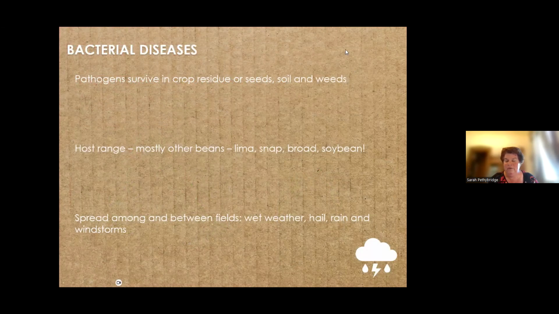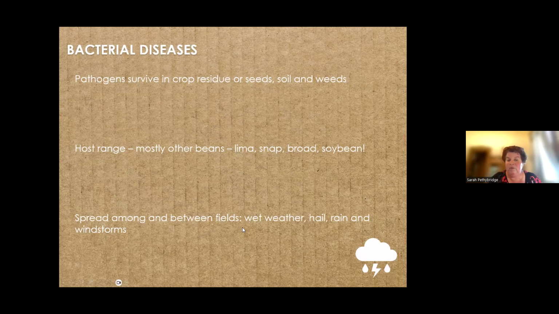Now, for all of these bacterial diseases, the pathogens generally survive in crop residues, so residues of previous crops which may also be hosts. They can also be seed transmitted, they can be soil-borne, and they can survive on weeds as well as alternative hosts. But in terms of crop rotation, the key information is that the host range mostly consists of all beans. They don't discriminate against beans. So it's lima beans, snap beans, soya beans, which is probably more important in our rotations, and broad beans. So making sure we've got a rotation away from other beans, not just dry beans, is also important for planning crop rotations in the future.